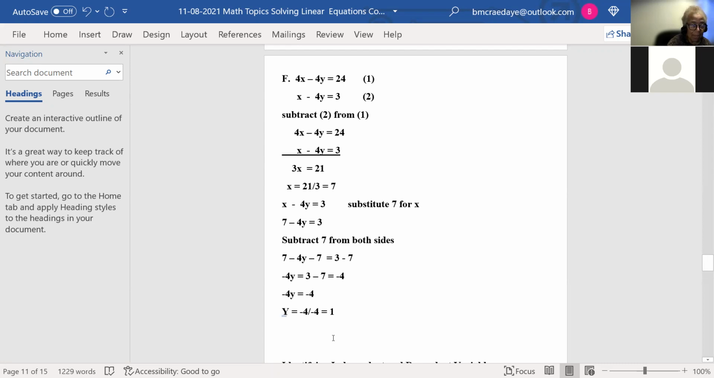So x is equal to 7 and y is equal to 1. That would be the answer.